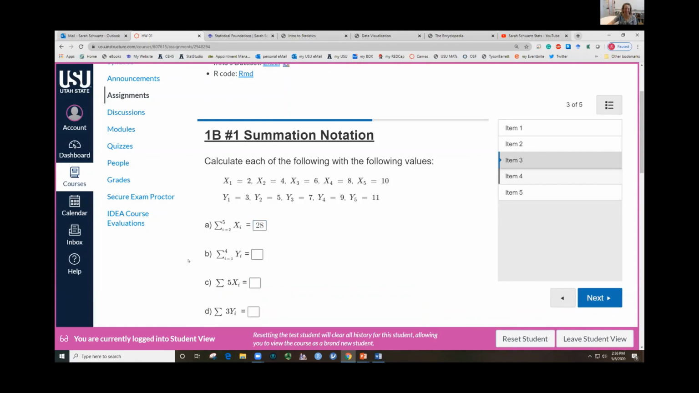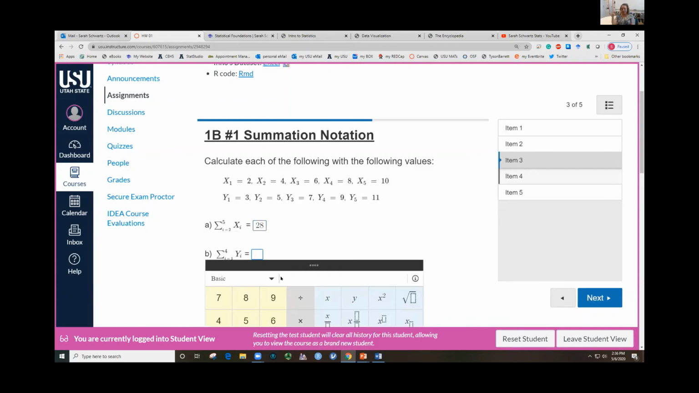So part B. Now we're not adding the x numbers, we're adding the y numbers, but we're going to start with the first one and go till we get to the fourth one. So we're going to add 3, 5, 7, 9, stop. 34 or 43? 24. 35. Anyone agree? 3 plus 5 is 8, plus 7 is 15. Oh, I got 24.